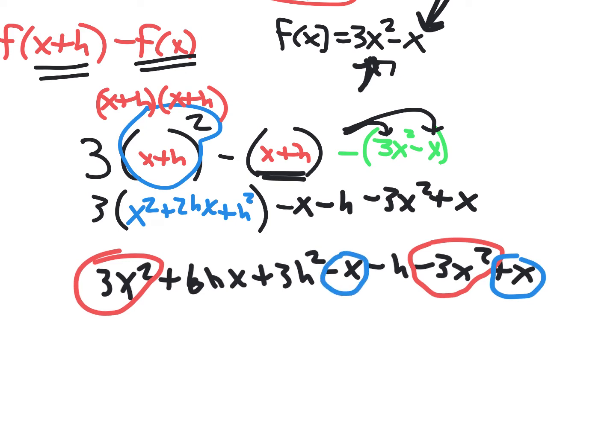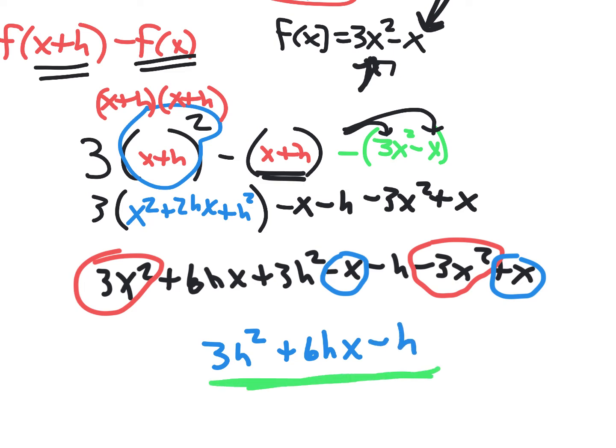Is there anything else that will cancel? Nope. So it's 3h squared. I'm putting that first, but you don't have to. Plus 6hx minus h. Who was able to hang in there and get it perfectly right? No little oopses. All right, that's less than half the class. So you're normal if you messed this one up.